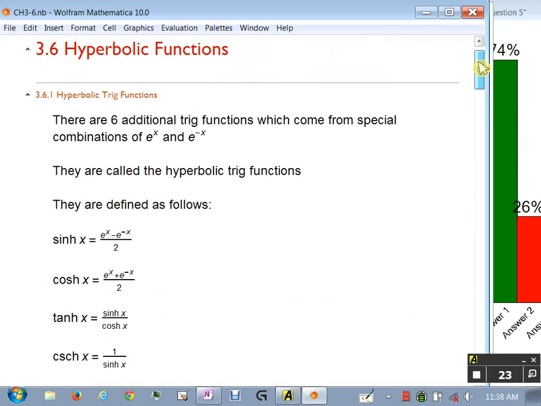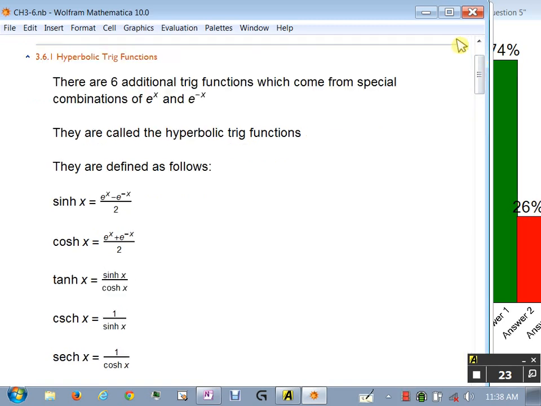All right, so there are 6 new trig functions that go along with our basic trig functions, right? Sine, cosine, tangent, cosecant, secant, cotangent. Now we have the hyperbolic trig functions. And all of these trig functions are somehow connected to the exponential function. So they are a linear combination of exponential functions.